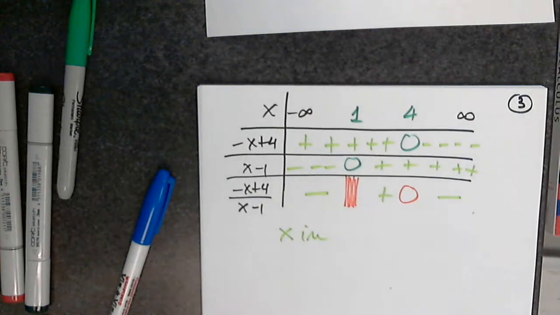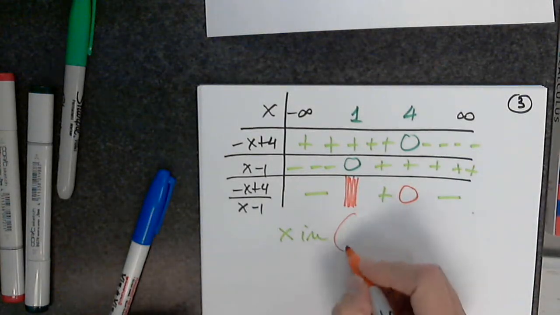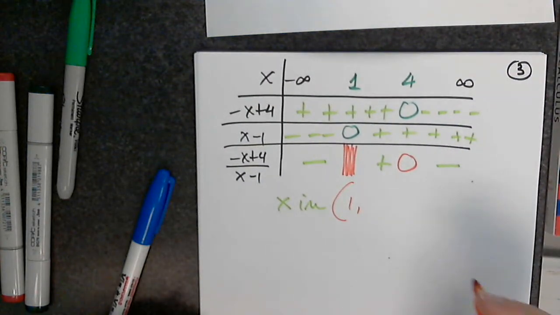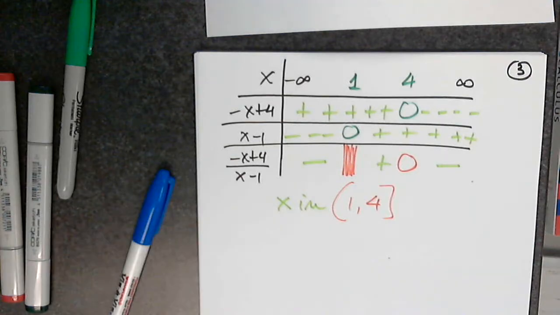X in the interval, what? Parenthesis 1. Right. Why parenthesis? Because 1, of course, is undefined. Comma, bracket 4. Excellent. Wasn't that hard, was it?